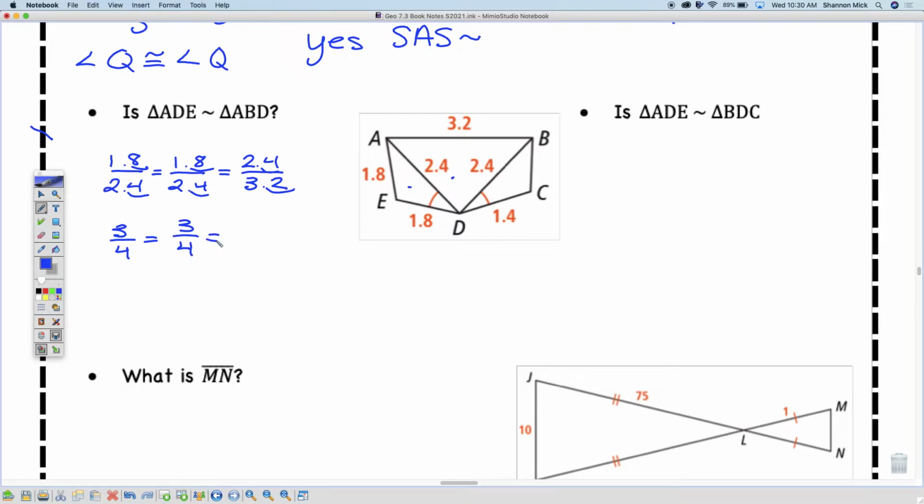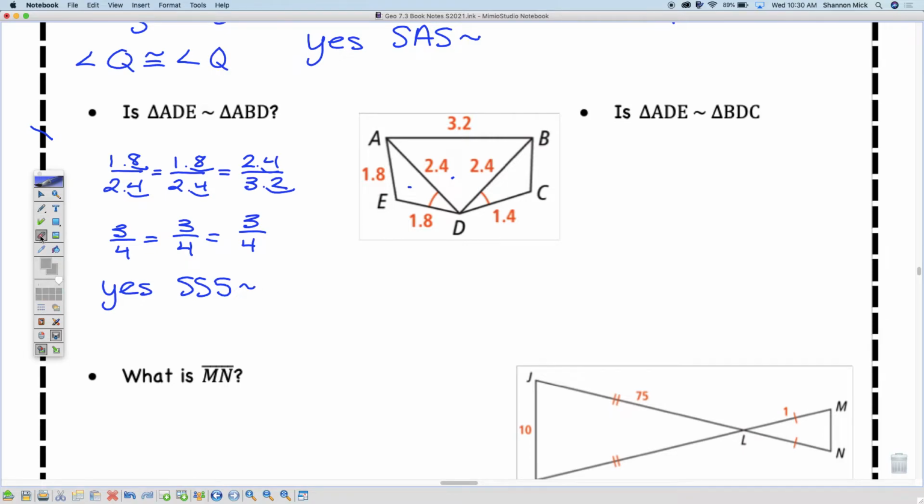What about 24 and 32? 8 goes in both, doesn't it? 3 and 4. And the nice thing about it, guys, if you know what the proportion is, you need to look for something that's the same thing. So if it's not the same thing, then it's not similar, right? Okay, so is it similar? Yes. By what? Side, side, side similarity.